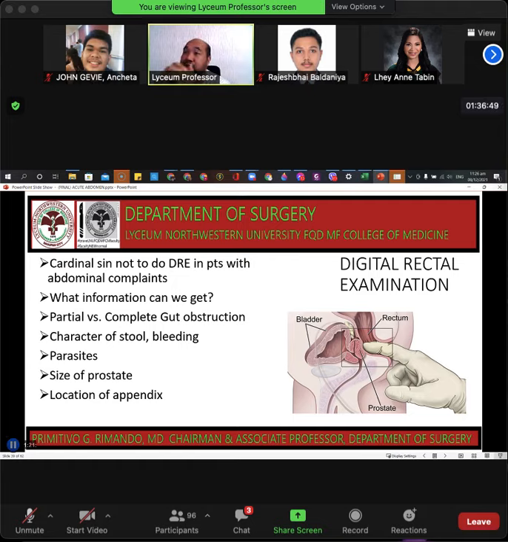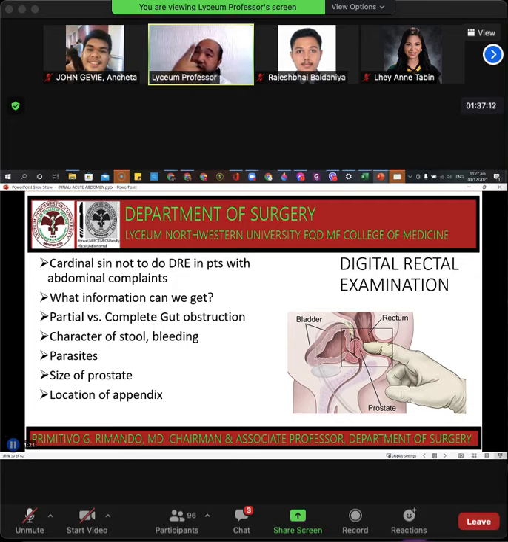Okay, so it's during surgery that you actually have to insert your finger into the rectum to be able to do your DRE. Okay, and why is DRE very important? There is a lot of information that we can get. Number one, is this a partial or a complete gut obstruction?